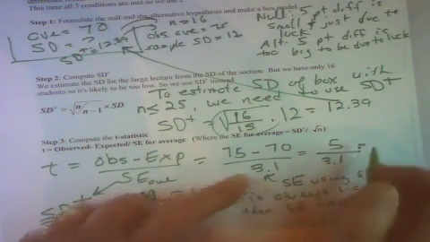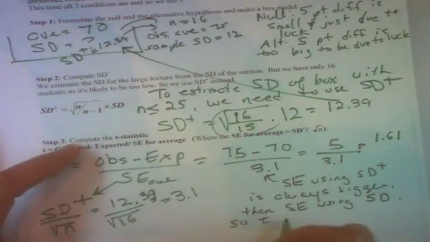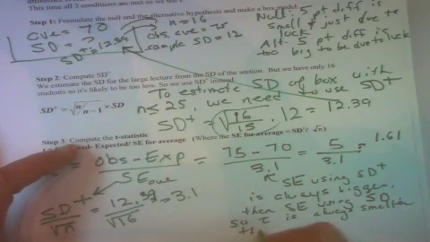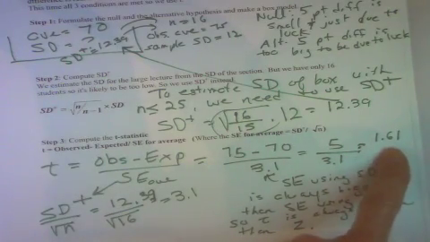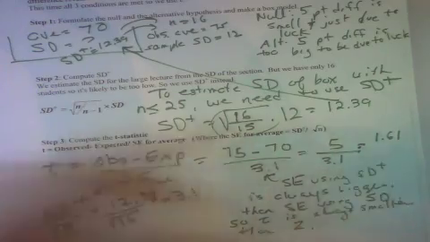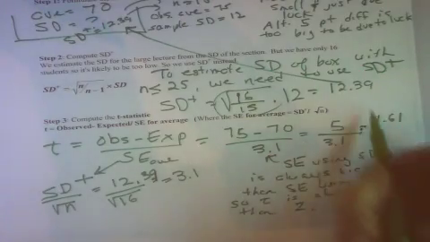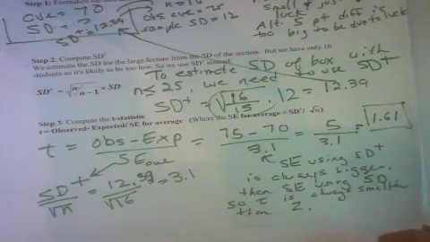So now our t is only 1.61. So t is always smaller than the corresponding z. We did the corresponding z and we got 1.67. Now we get 1.61. So that's one change, okay?